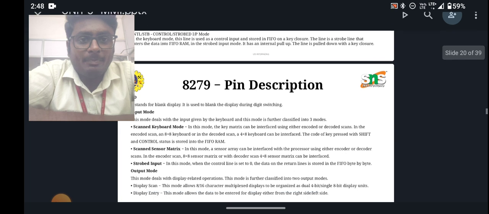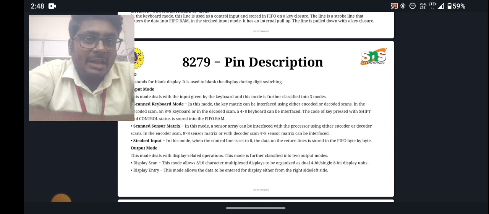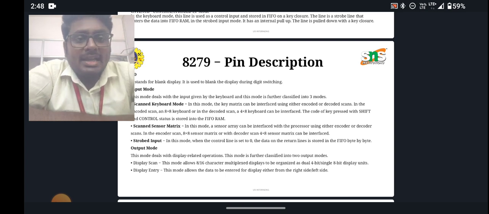Whereas in the scanned sensor matrix, in this mode, a sensor array can be interfaced with the processor using either encoder or decoder scans. In the encoder scan, an 8x8 sensor matrix, or with the decoder scan, a 4x8 sensor matrix can be interfaced. Strobed input. In this mode, when the control line is set to 0, the data on the return line is stored in the FIFO byte by byte.